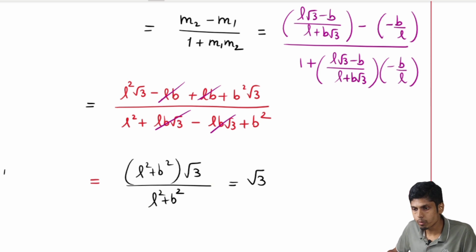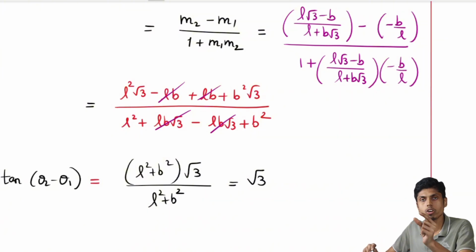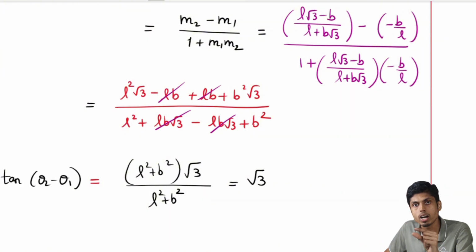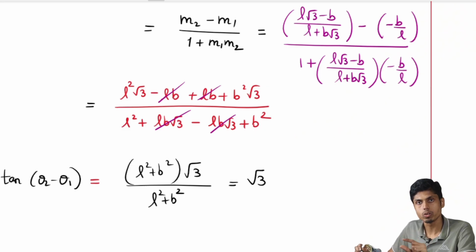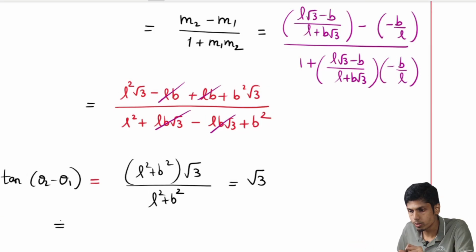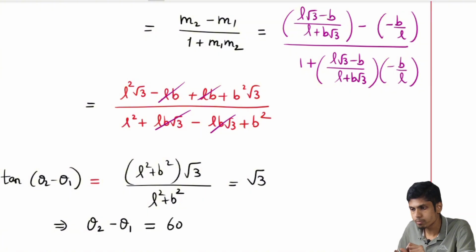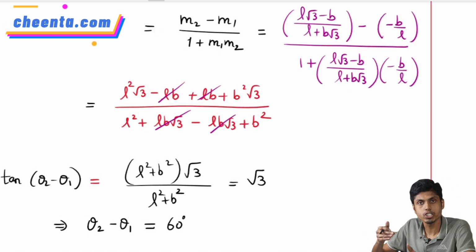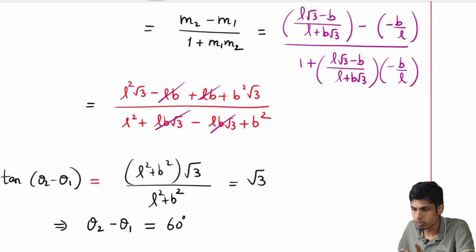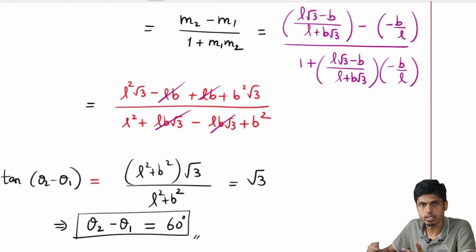So this is the computation of tan of theta 2 minus theta 1. That is either the obtuse or the acute angle between the two lines. So we thus conclude theta 2 minus theta 1 is 60 degrees. This is just by the trigonometric ratios of certain well-known angles. Tan 60 is root 3. I am using that to conclude the difference is 60.